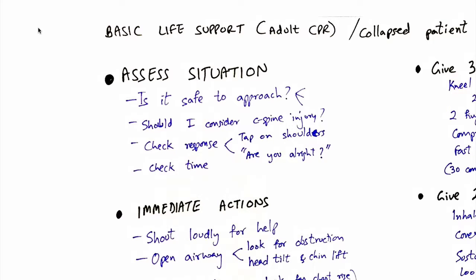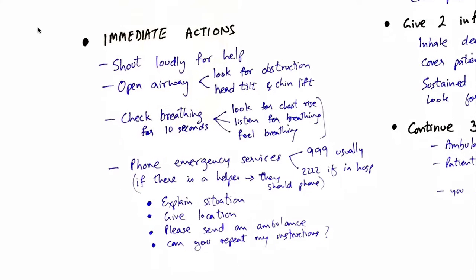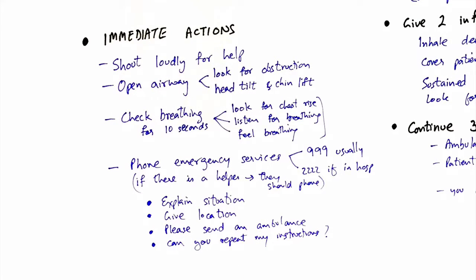Now your main action is check response. Tap on the shoulders and at the same time speak loudly to the person. Hello, are you all right? Hello, are you all right? And have a quick look at any clock if available. Now you are assessing a collapsed patient who is unresponsive.